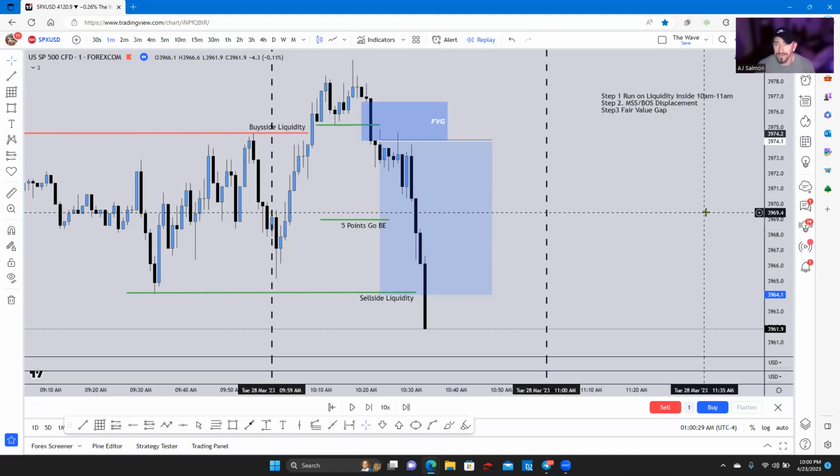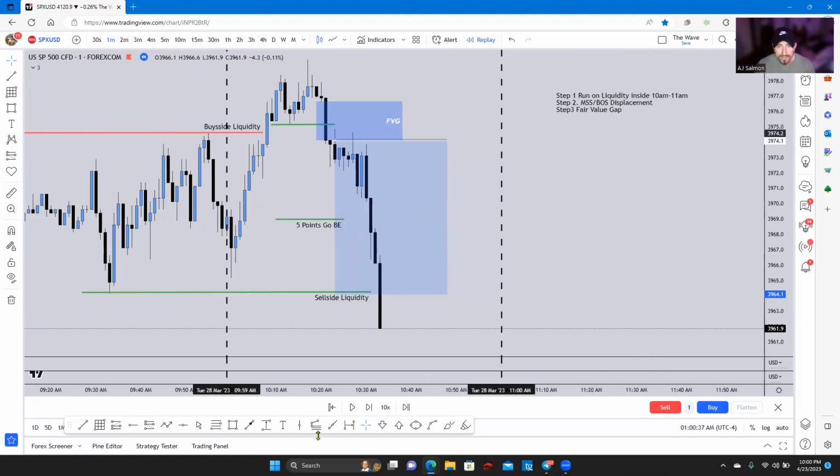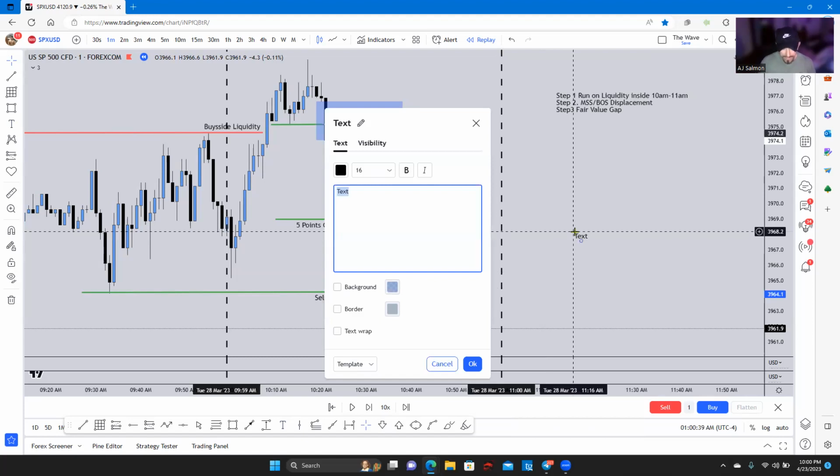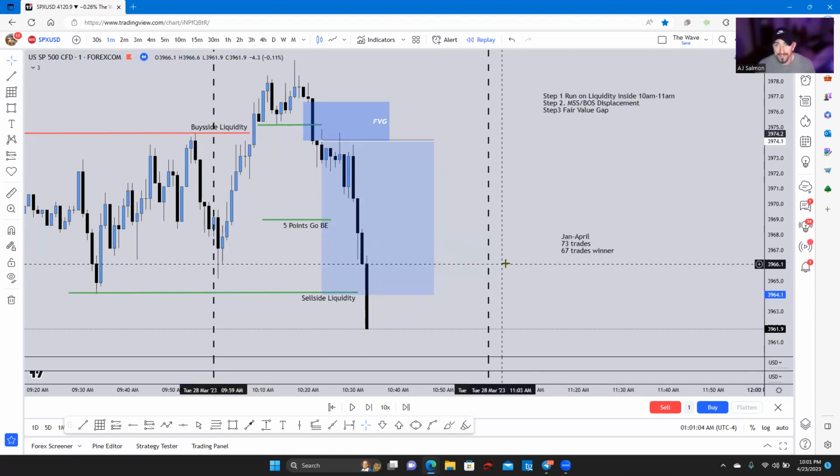There are so many examples. I've back tested this from January to April. It was 73 trades and 67 trades were winners. I think that's about a 90% win rate, which is insane. That's just for this setup.